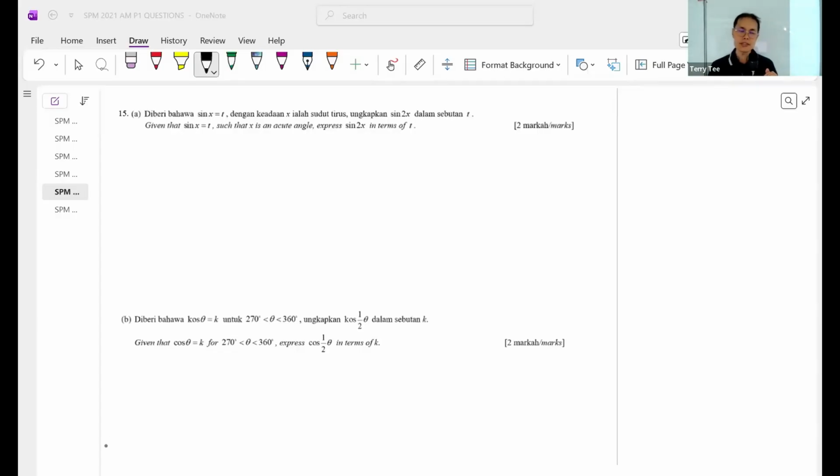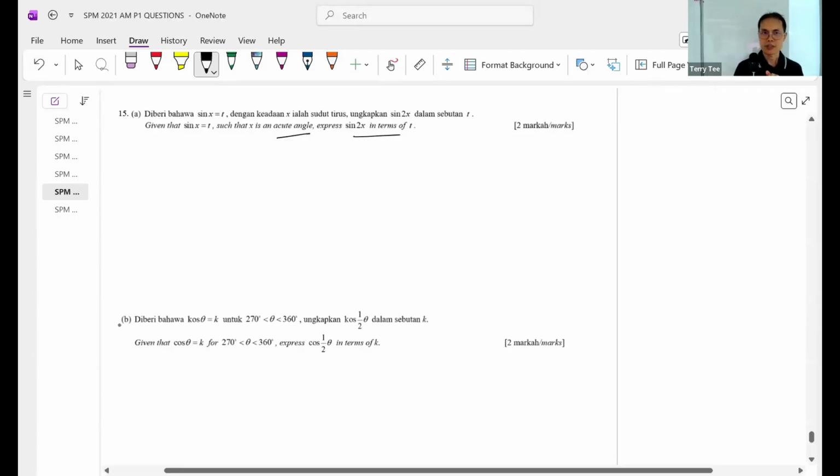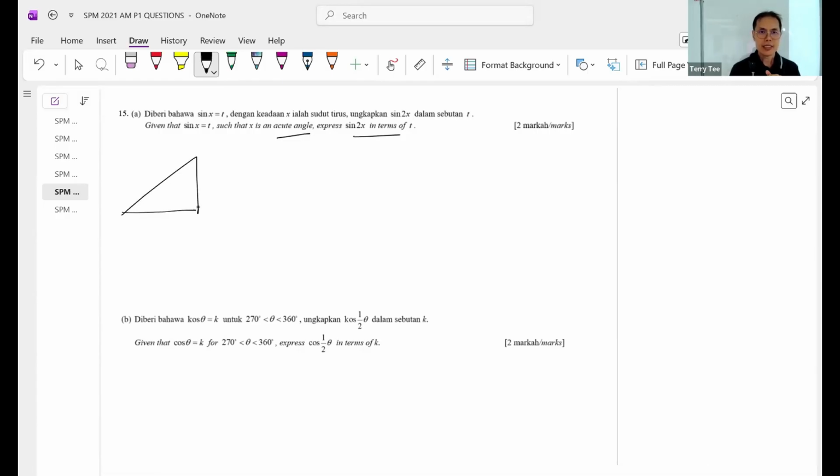All right, it's given that sine x is t, such that x is an acute angle. Express sine 2x in terms of t. Okay, so we can draw a triangle like this. Sine is a ratio of what? Opposite over hypotenuse. Your opposite is t, hypotenuse is 1. What's your adjacent? Use Pythagoras' theorem. 1 squared minus t squared, square root. So it's the square root of 1 minus t squared.